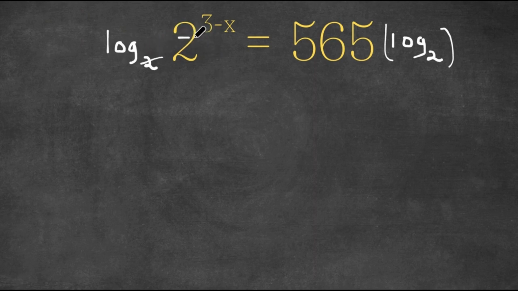So if these two cancel out, on our left-hand side, I would simply have 3 minus x. And on the right-hand side, I would have log base 2 of 565.